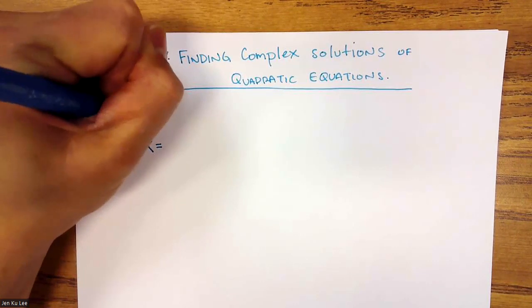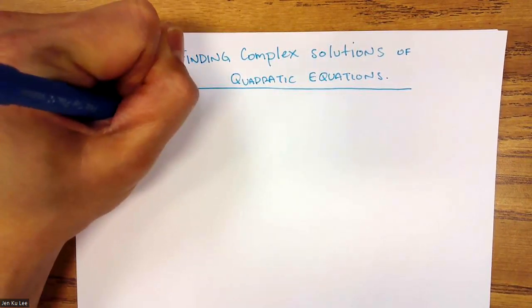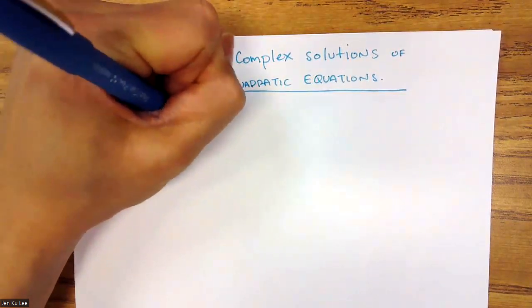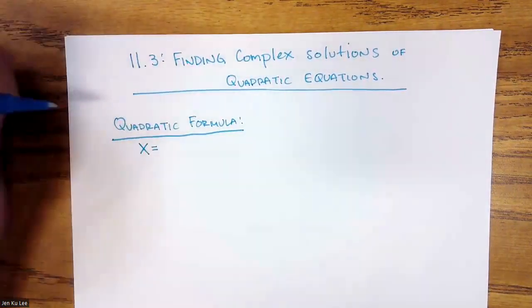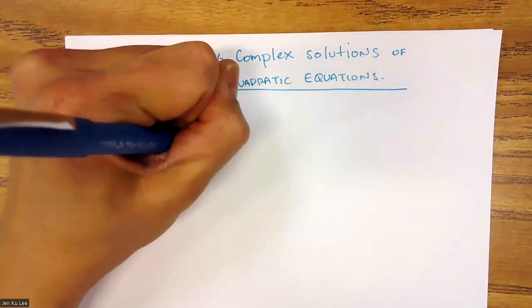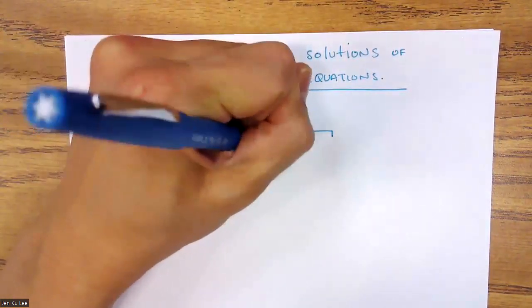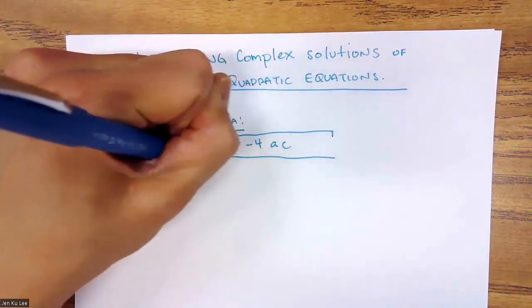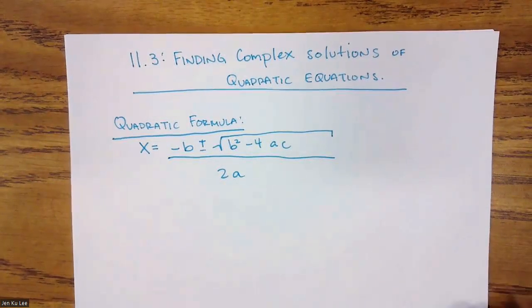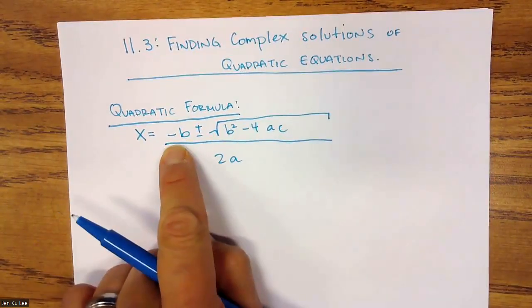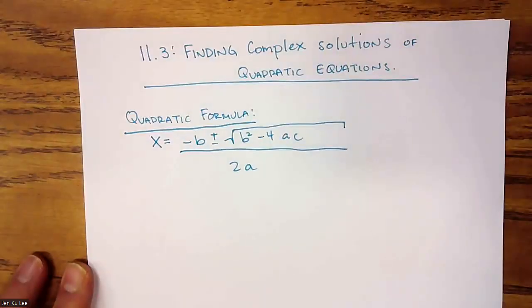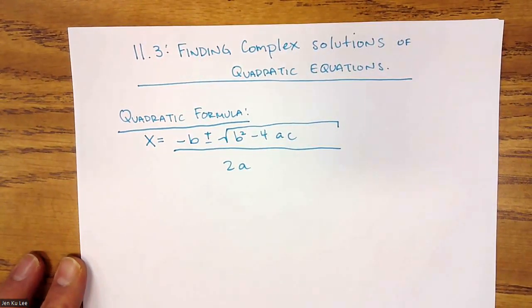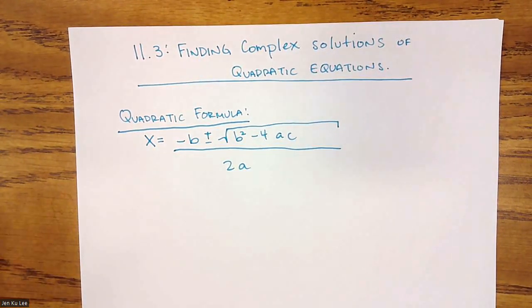Okay, so the quadratic formula is x equals negative b plus or minus the square root of b squared minus 4ac, all over 2a. So it does go over the negative b as well. We are going to use that to find complex solutions.